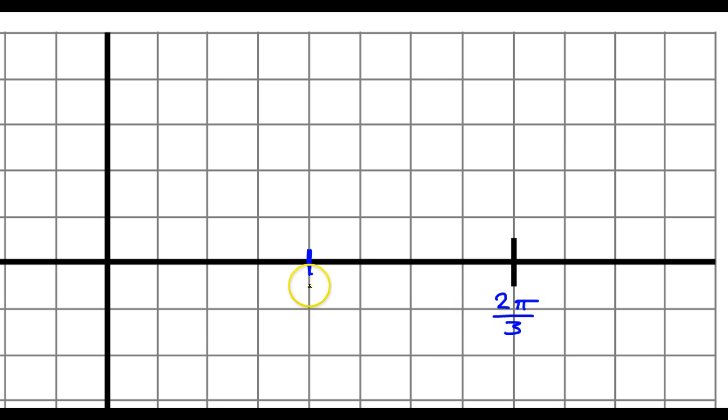If this is 2 pi over 3, half of that would be pi over 3. If I go half again, half of 1/3 is 1/6, so this will be pi over 6. Then right here, this position is 3 times this initial amount. So this would be 3 pi over 6, only that's going to reduce, because 3 goes into 6 twice. So this is actually pi over 2. So this is how we label.